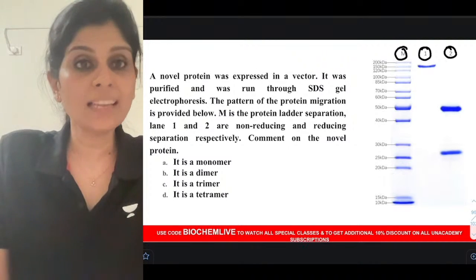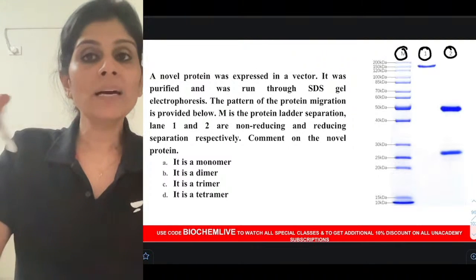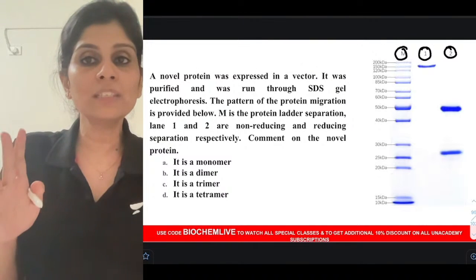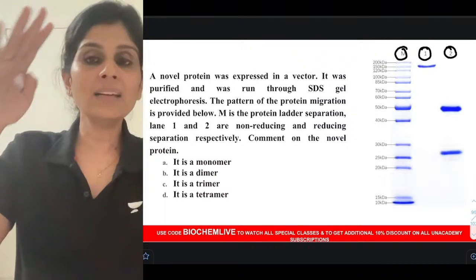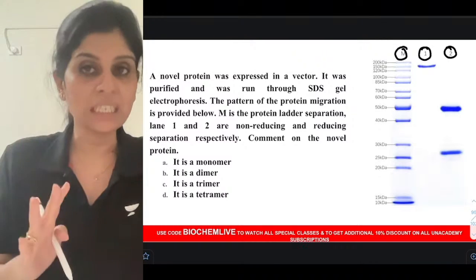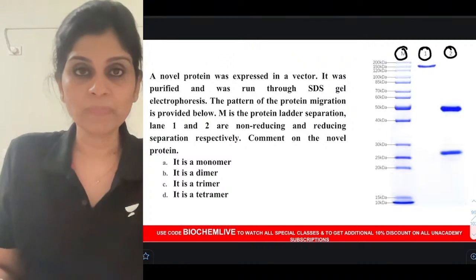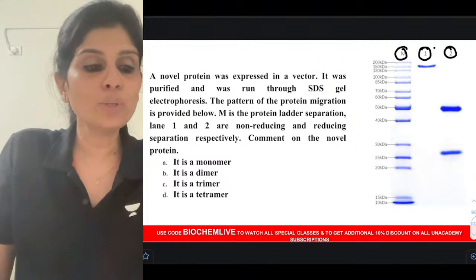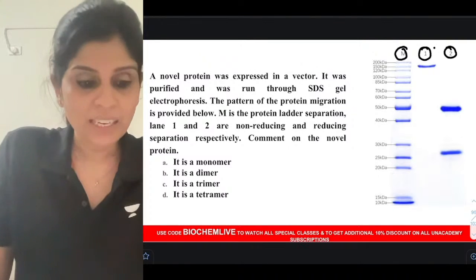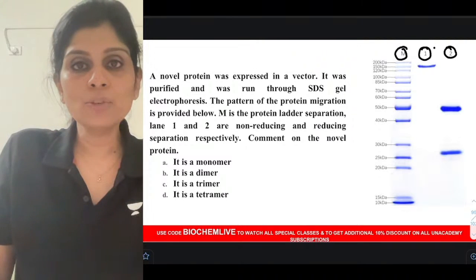What do you mean by protein ladder? Protein ladder is always commercially available. So when you buy this protein ladder, the manufacturer will tell you this ladder will give you these many bands, and every band corresponds to a particular molecular weight. So that is the purpose of using a ladder. So M is about protein ladder. And lane 1 and lane 2 are non-reducing and reducing separation respectively. It was an AIIMS question.